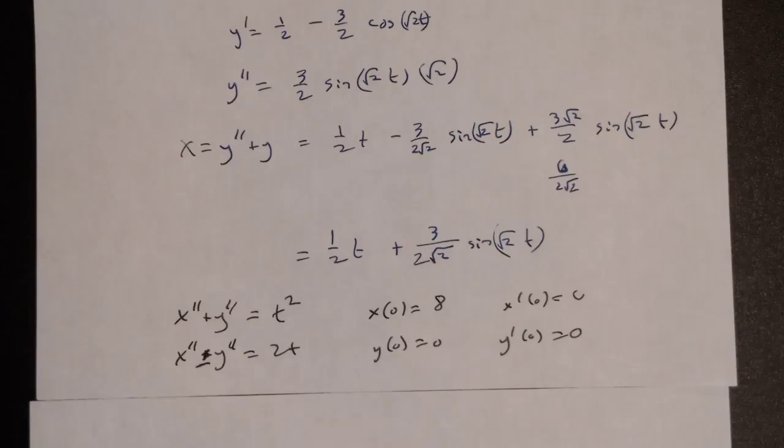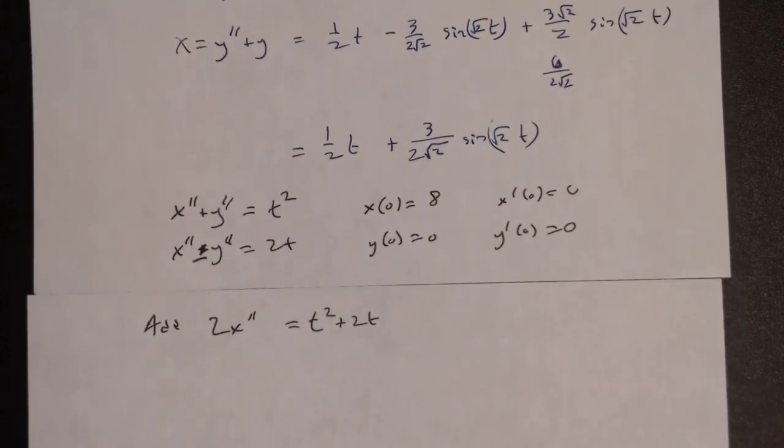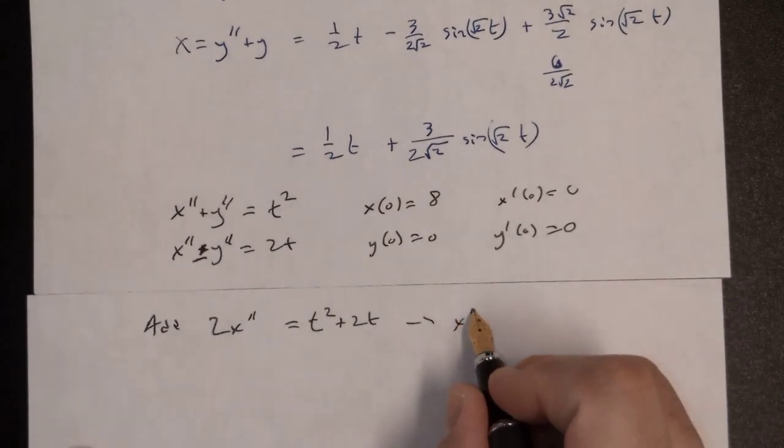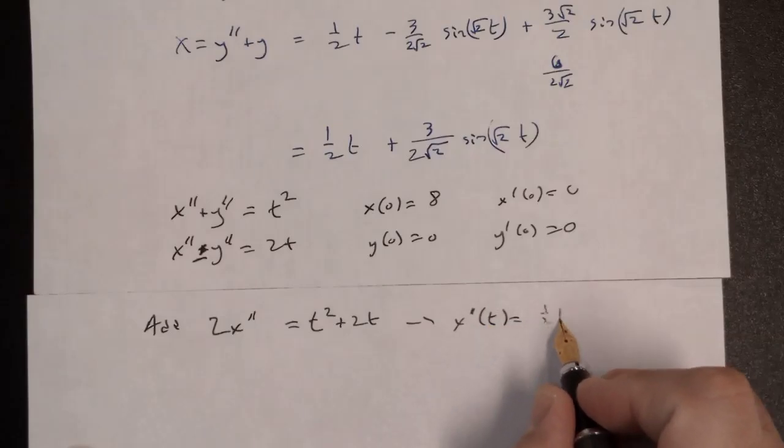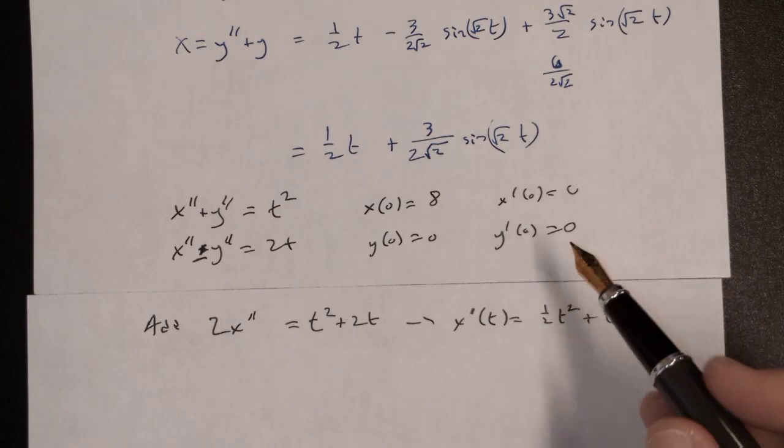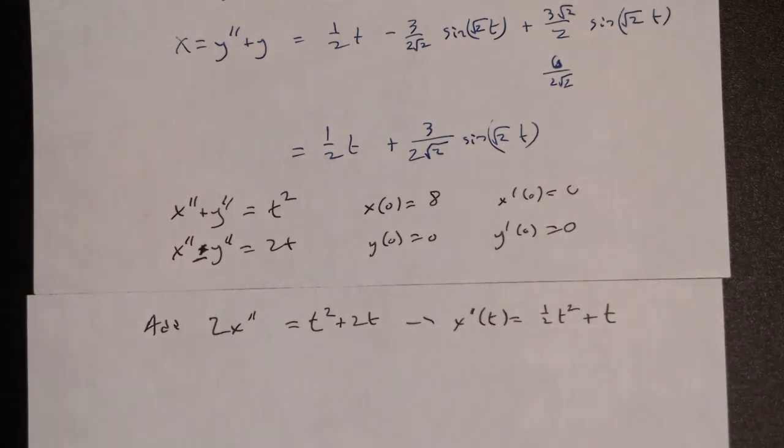What happens if you add those equations exactly the way they're written? 2x double prime was t squared plus 2t. Or x double prime of t is 1/2 t squared plus t, and you know x prime and you know x. You don't have to do anything other than integrate twice.